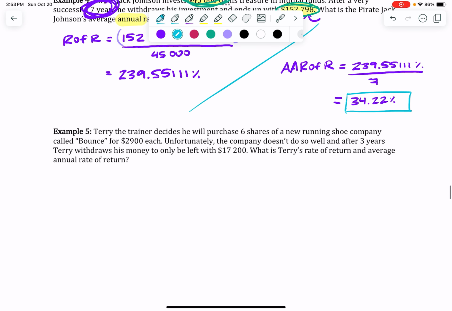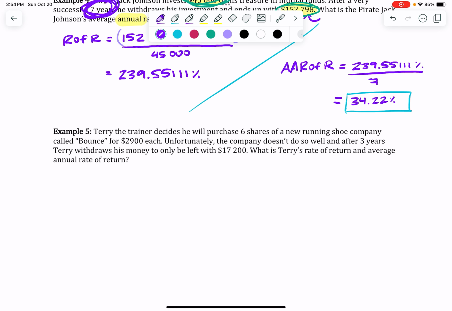Last question. Terry the trainer. Terry the trainer decides he wants to purchase 6 shares of a new running shoe company called Bounce for $2,900 each. Unfortunately, the company doesn't do so well, and after 3 years, Terry withdraws his money, only to be left with $17,200. What is Terry's rate of return and average annual rate of return?